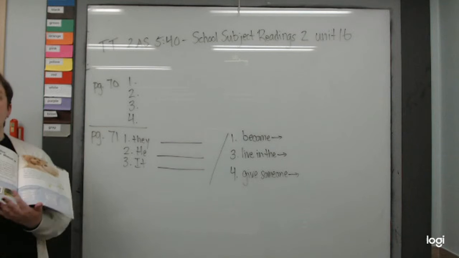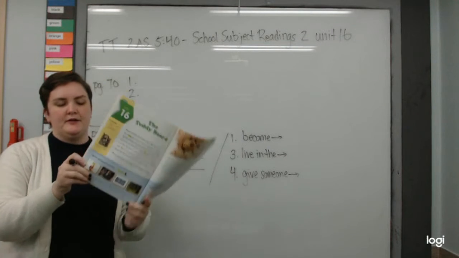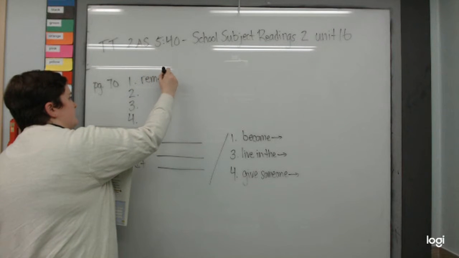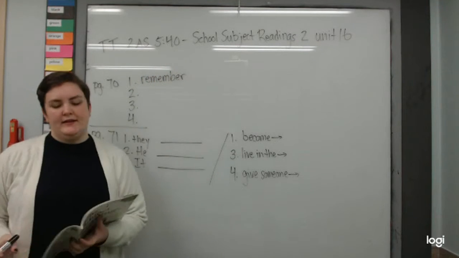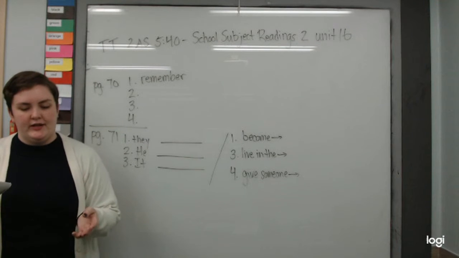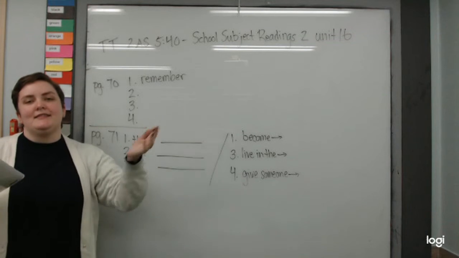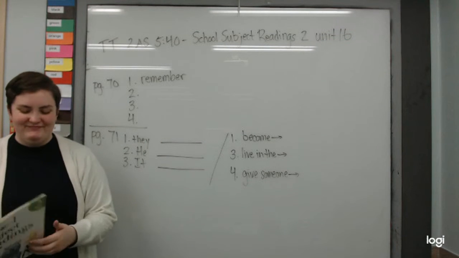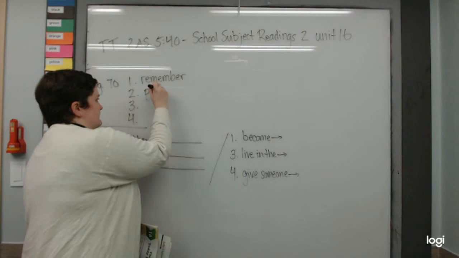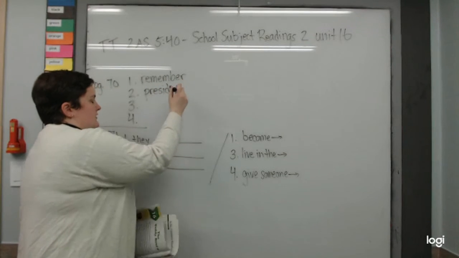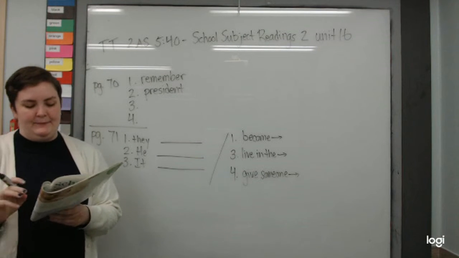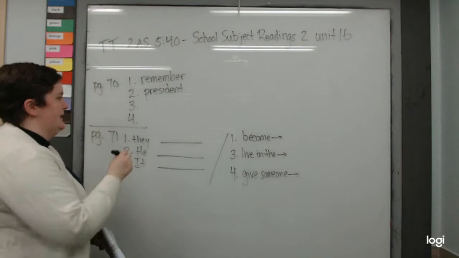Let's do page 70, this blue part at the bottom. Number one is remember. Forget is not remember. So on a test, you see a question and, I don't remember, I forget. Very bad, so study. Number two is president. Maybe you recognize President Obama from the United States. Number three is nickname.